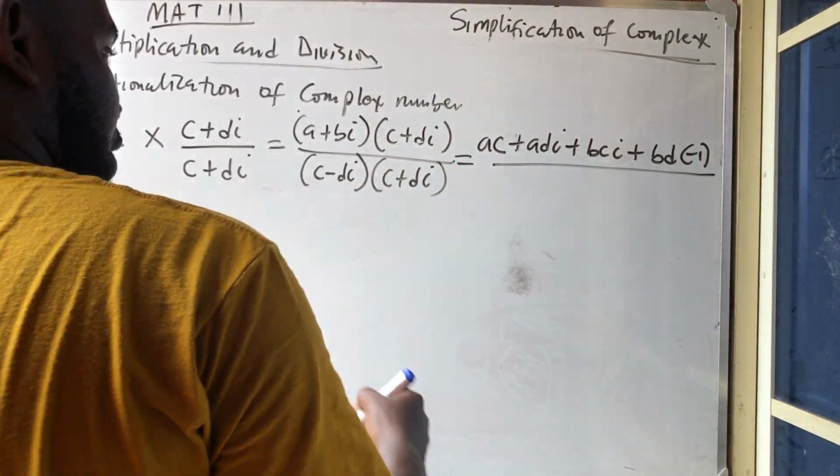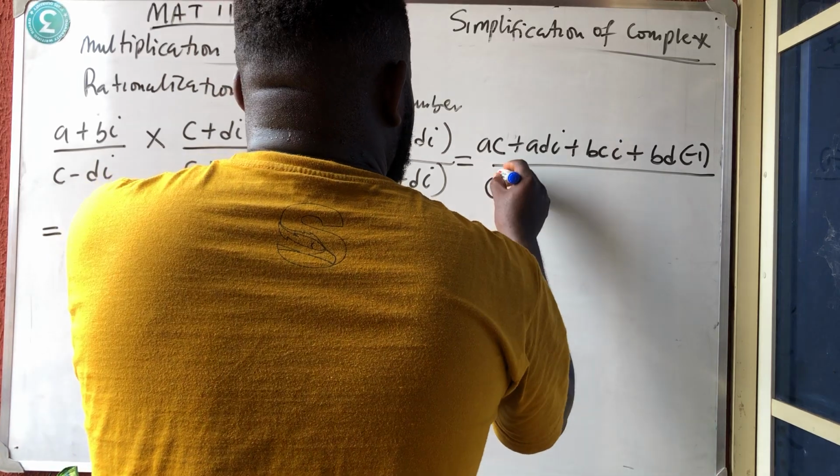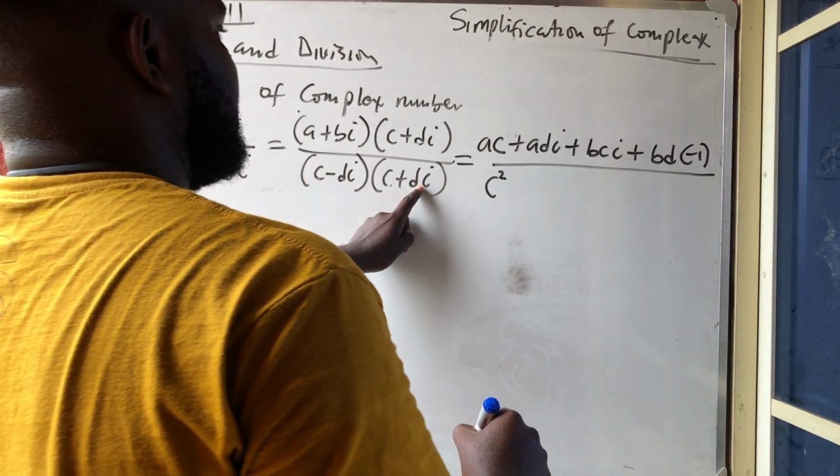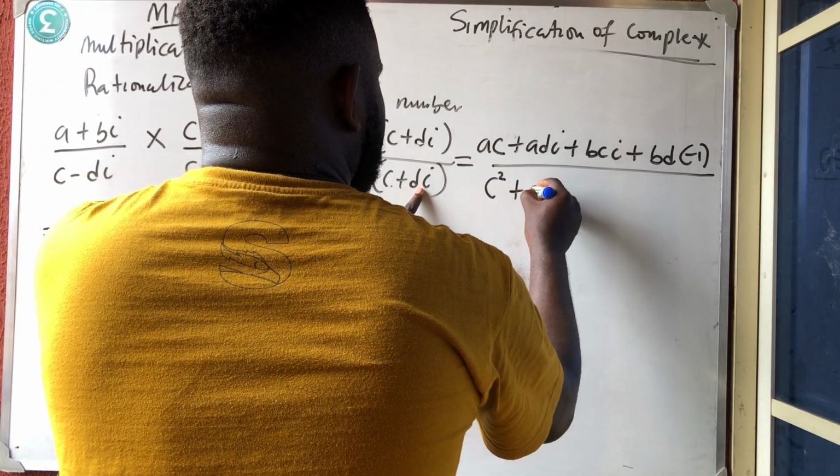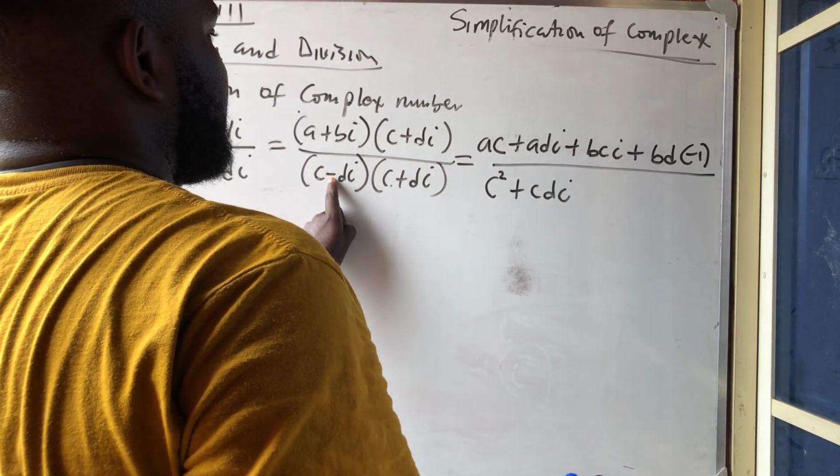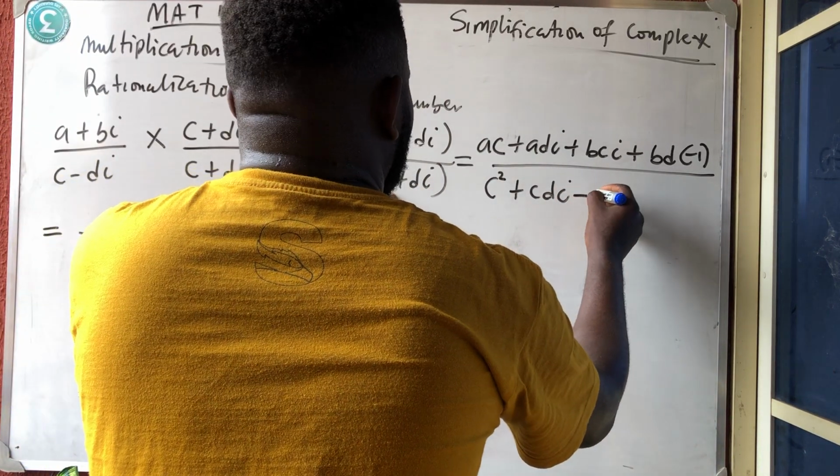So do the same thing for the denominator. c times c, c squared. c times d, you have what? Plus cdi. Minus di times c, minus cdi.